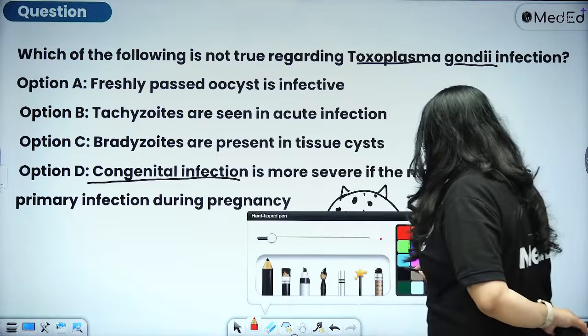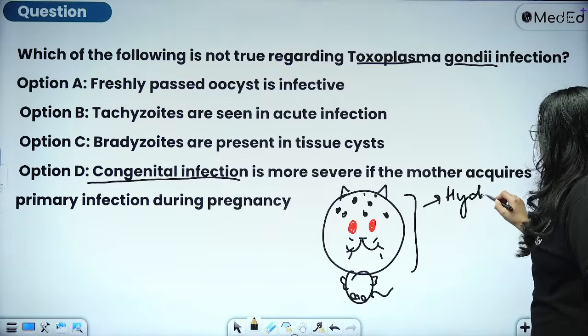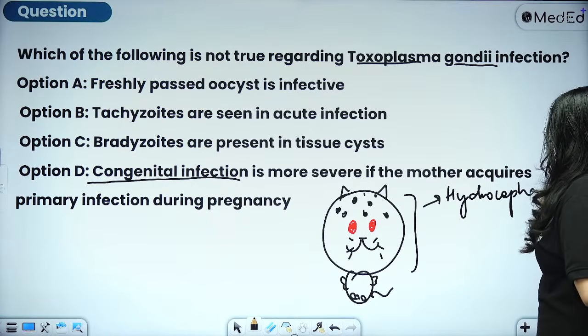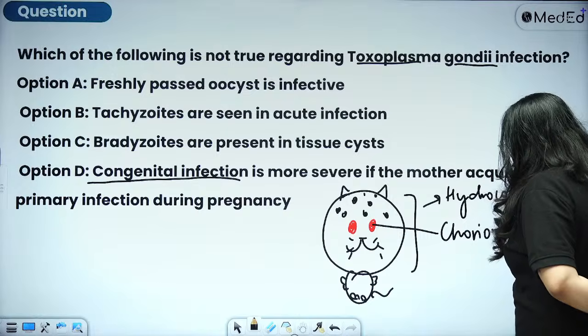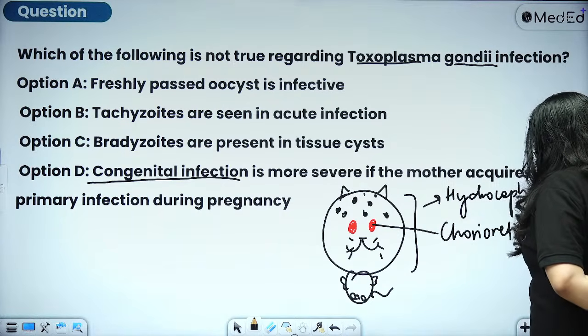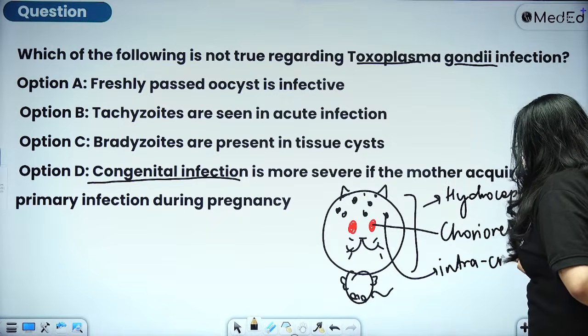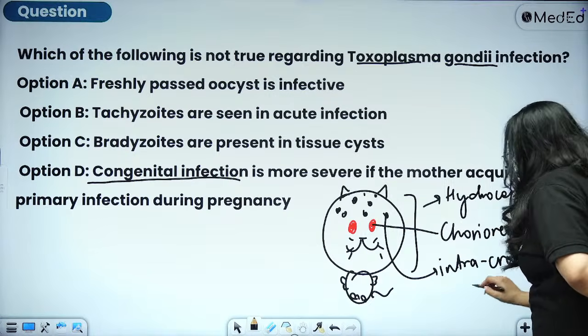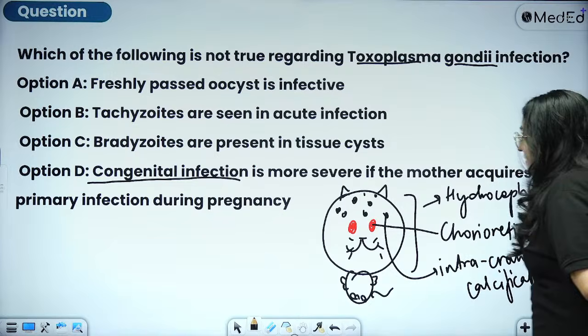Congenital toxoplasmosis. So, what are the features? Big head means hydrocephalus. Hydrocephalus, congenital toxoplasmosis. Red eyes means chorioretinitis. Chorioretinitis. Spotted head means what? Intracranial calcifications. Intracranial calcifications. Congenital toxoplasmosis features done. And it's a baby cat.